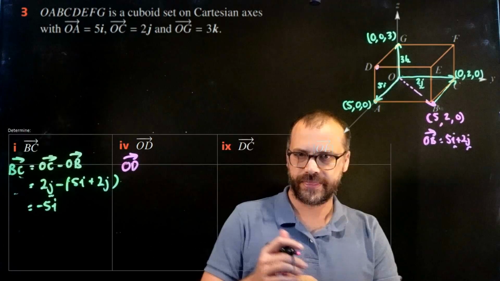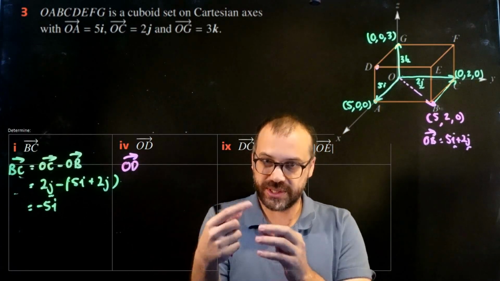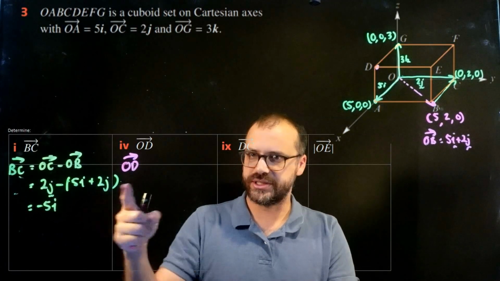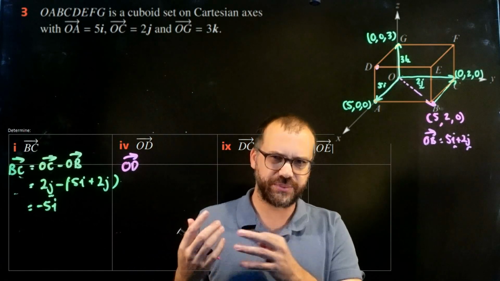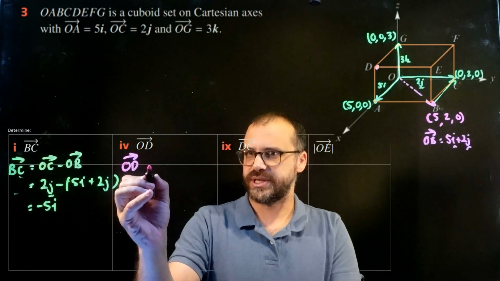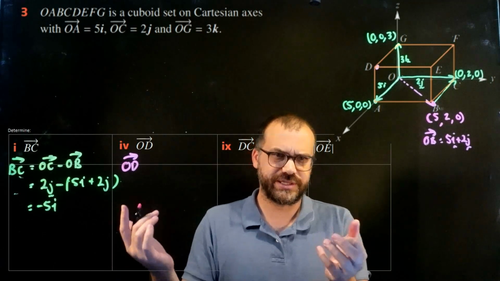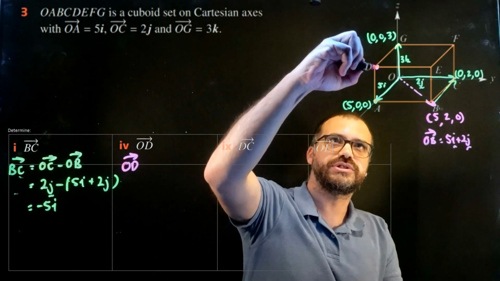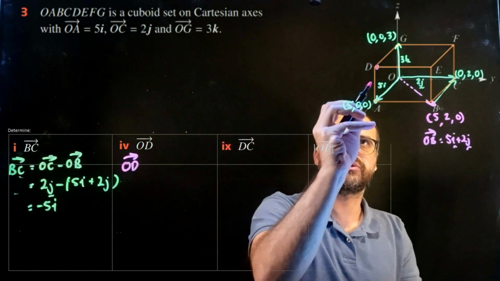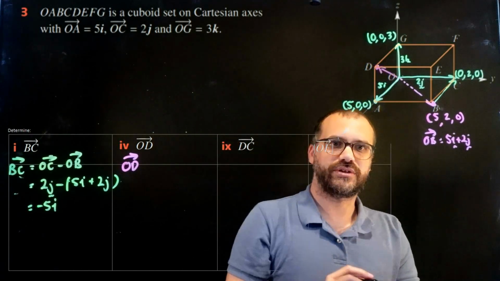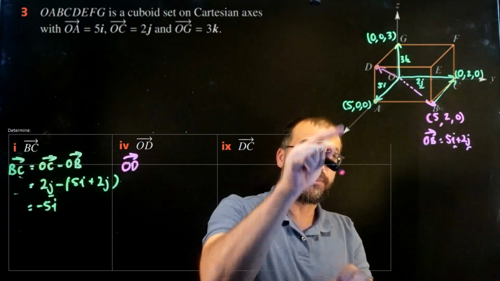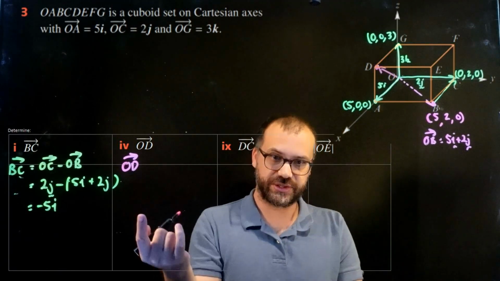Next question. For vector OD, because we're calculating from the origin, this kind of deal doesn't work, right? Because we end up in this weird situation where we say it's equal to OD minus OO, which doesn't make sense. So instead, we're just looking at the point D and trying to calculate vector OD. If we know the point D, then we know vector OD.